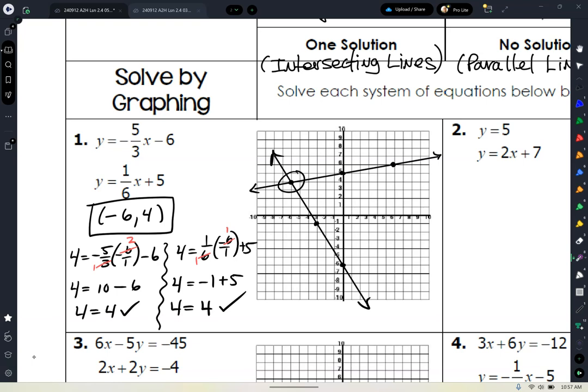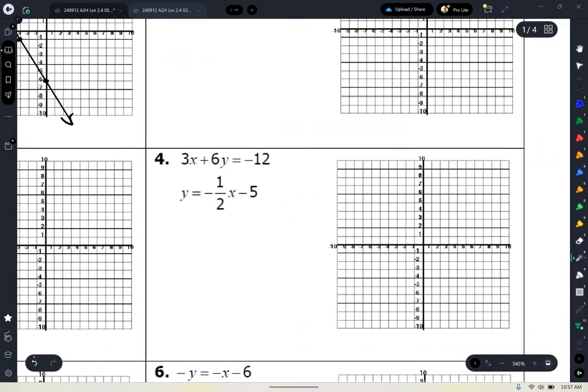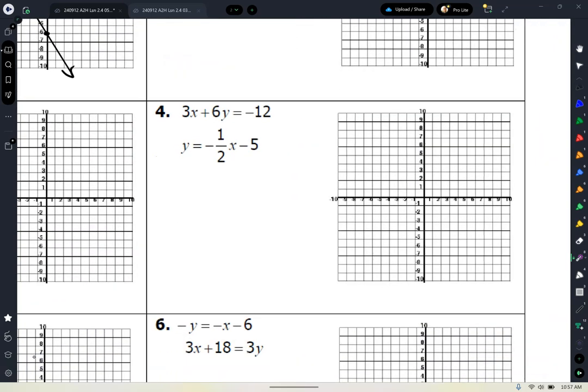All right. Let's solve by graphing number 4. Now, keep in mind, you've got some different formats here, right? What format is this? Standard form.